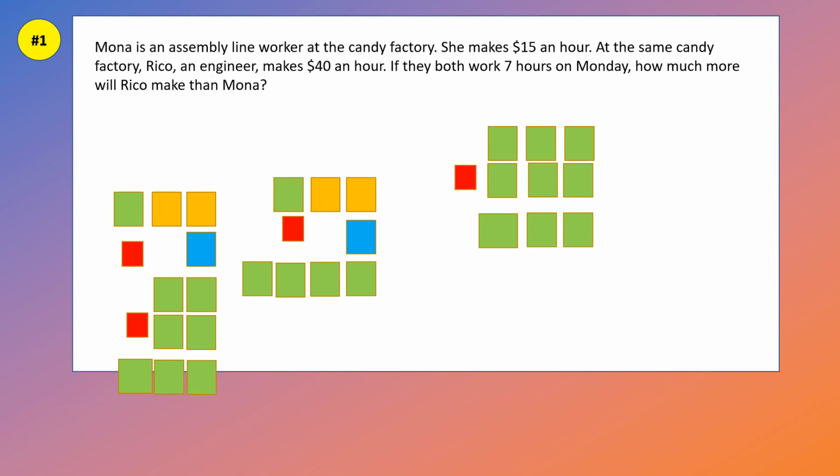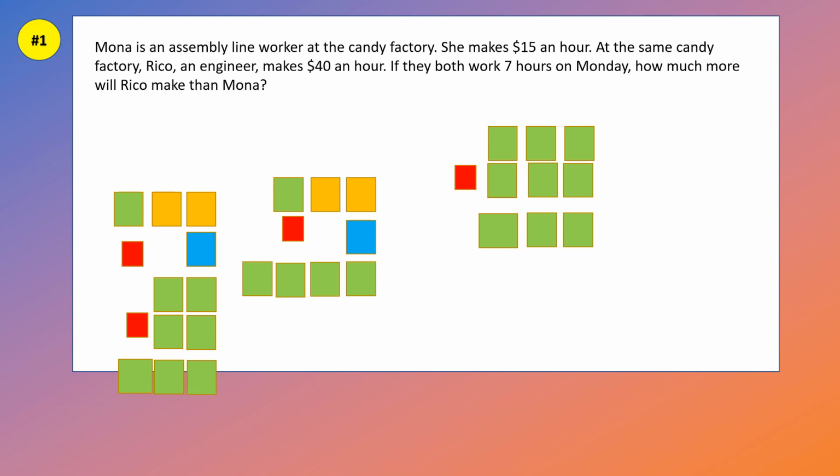Okay, so this is a three-step problem, right? Because first we have to figure out how much money Mona makes, then how much money Rico makes, and then we have to figure out how much more money Rico will make than Mona. So you may need scratch paper because the area to write on this worksheet is very small. Now let's get started with figuring out how much Mona makes.